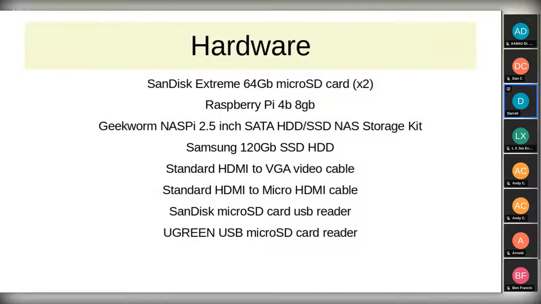To actually work with my monitor, I didn't want to dismantle my monitor here in my workstation in my office just to program this thing. So I had a little 17 inch VGA monitor. So I went and bought a standard HDMI to VGA cable, and then I had to go from the standard HDMI to the micro HDMI to plug into the Raspberry Pi. And of course, I had to buy a couple of readers to read the little micro SD cards.